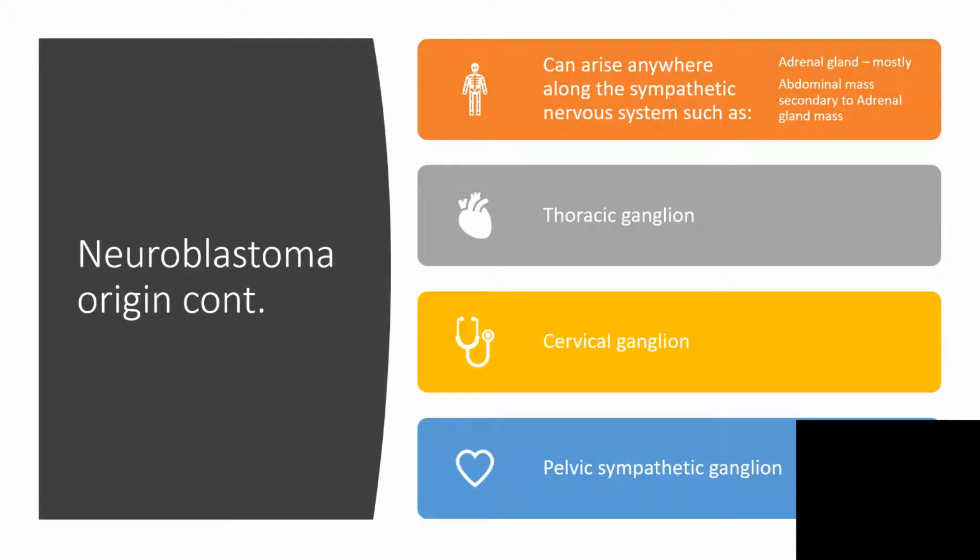Neuroblastoma can arise anywhere along the sympathetic nervous system, such as the adrenal gland most of the time. And when we're talking about pheochromocytoma later on, I will talk more about that. There's possibility of abdominal mass secondary to adrenal gland enlargement, thoracic ganglion, cervical ganglion, and pelvic sympathetic ganglion.